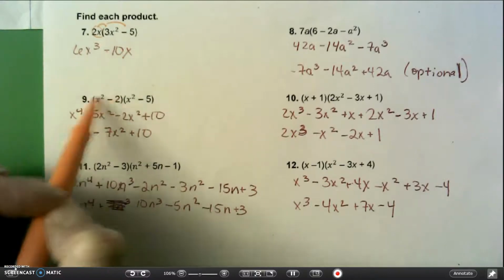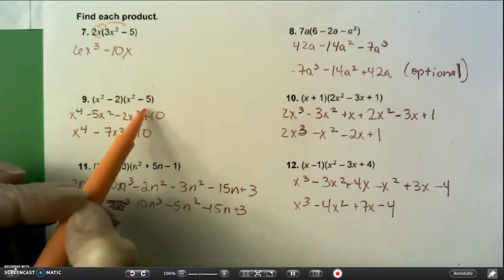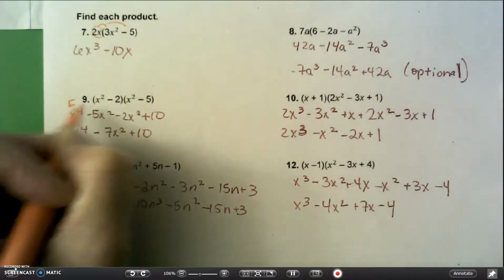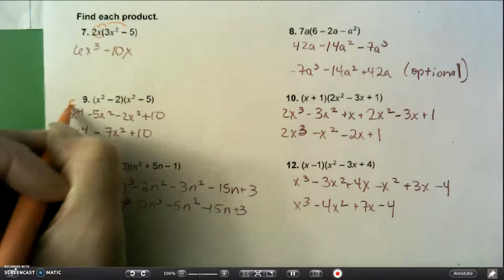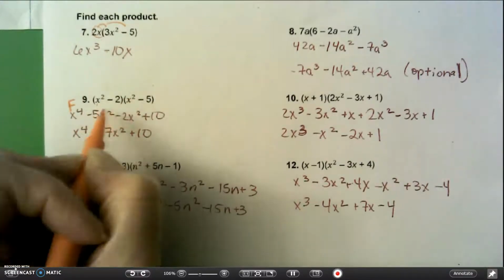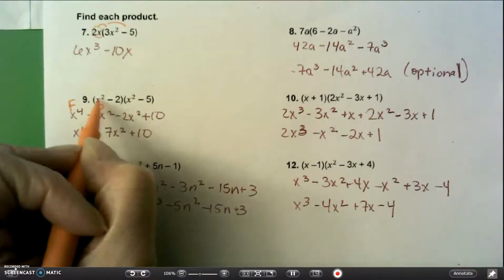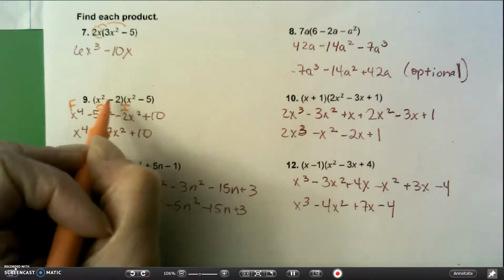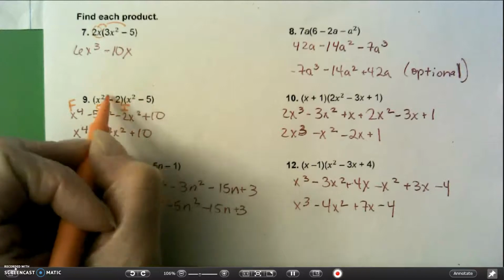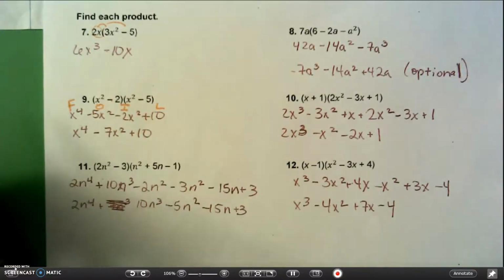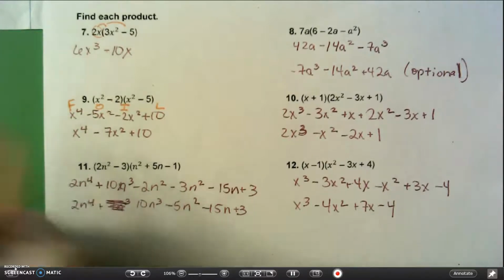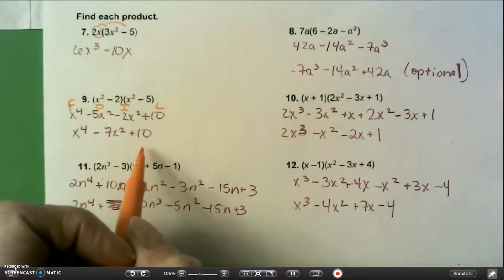Now, if there's two terms in parentheses times two terms in parentheses, you FOIL. First term, x squared times x squared. Outer term, x squared times negative 5. Inner, negative 2 times x squared. And last, negative 2 times negative 5. Combine your like terms if you're able to. Remember, one variable, write in descending order.